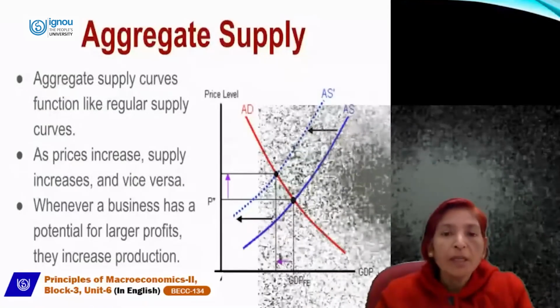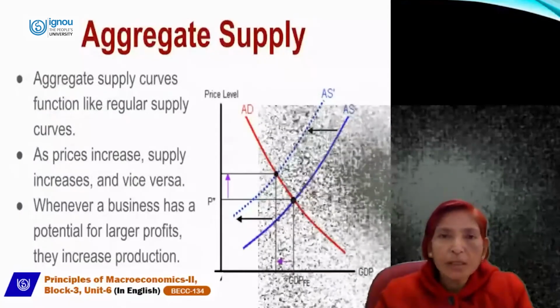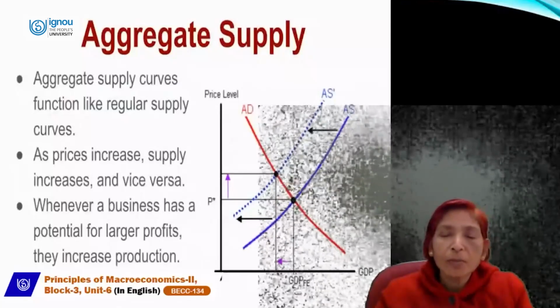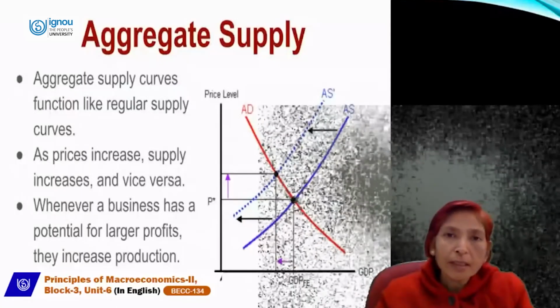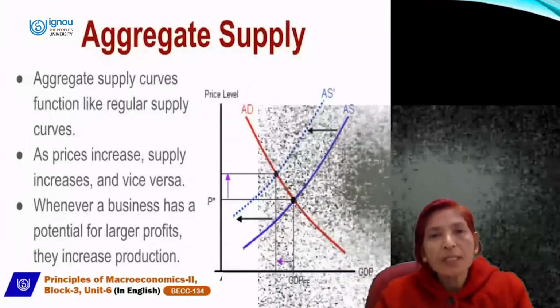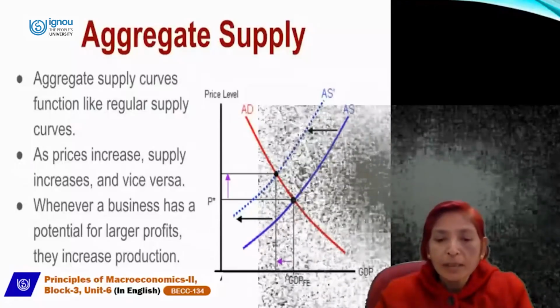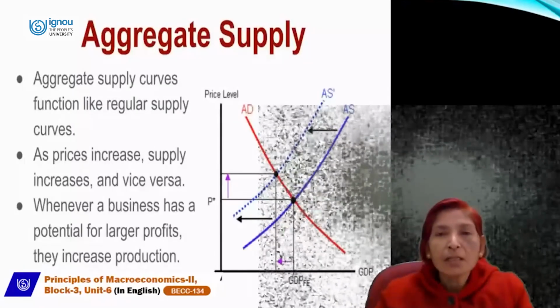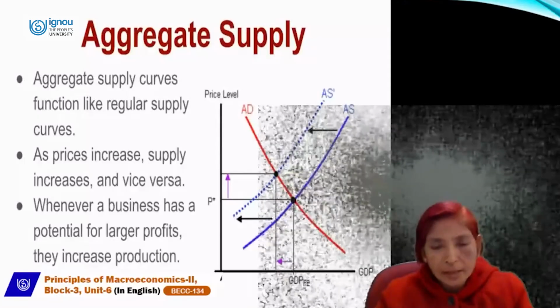In this diagram, aggregate demand is a downward sloping curve and aggregate supply is an upward sloping curve, where both curves intersect each other, the equilibrium point is determined. At this equilibrium point, price is determined and the real GDP is also determined on the x-axis.